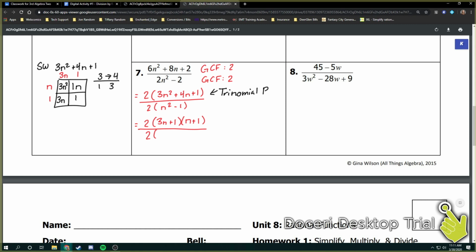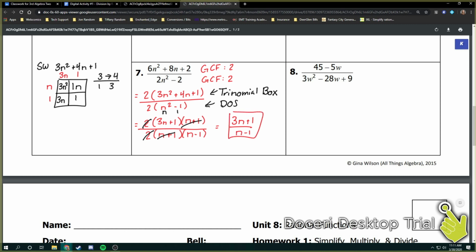This is a trinomial box method. And then this is another difference of squares. Holy cow, there's so many of them. N and 1. So n plus 1, n minus 1. Let me see if anything cancels out. So the n plus 1 is the same, and the 2's cancel out. So we're left with 3n plus 1 over n minus 1.